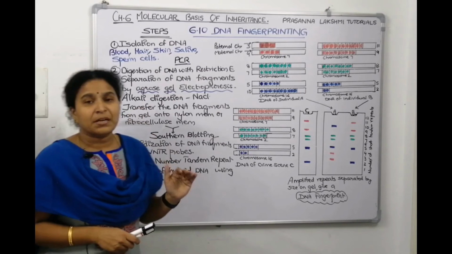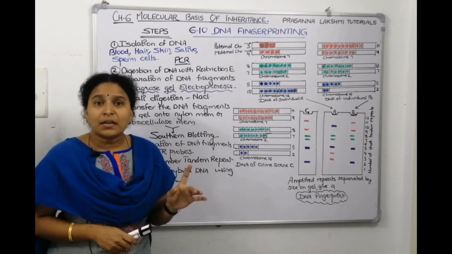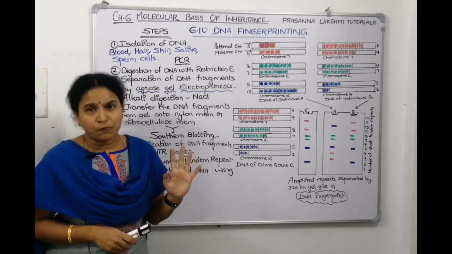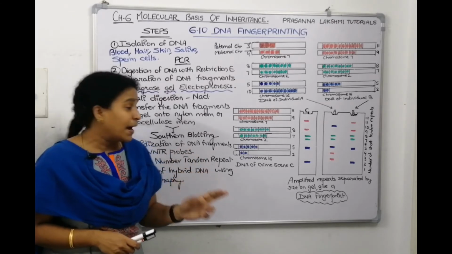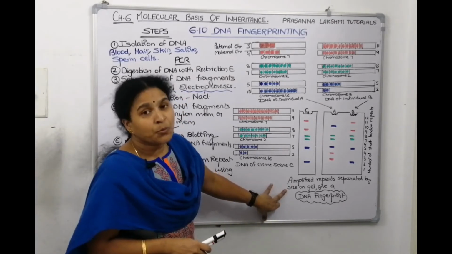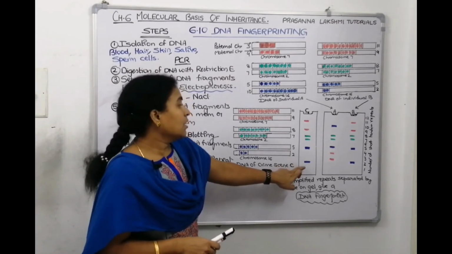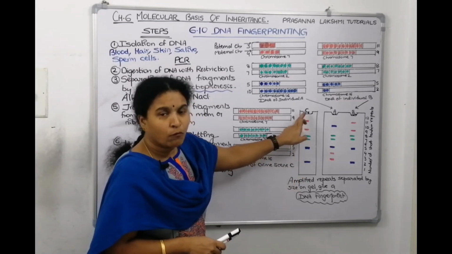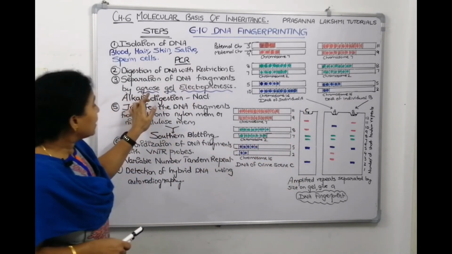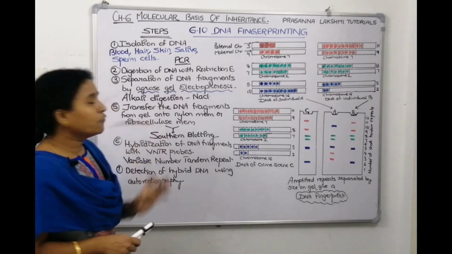Now, those fragments should be separated in a technique called agarose gel electrophoresis, which will separate the bands based on their size. Smaller fragments move fast, bigger fragments move slow and will be on the top itself. Separate the fragments using agarose gel electrophoresis.